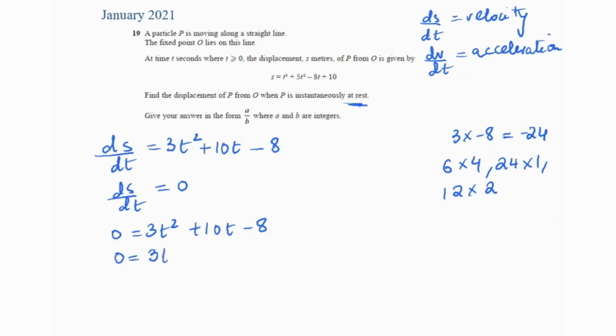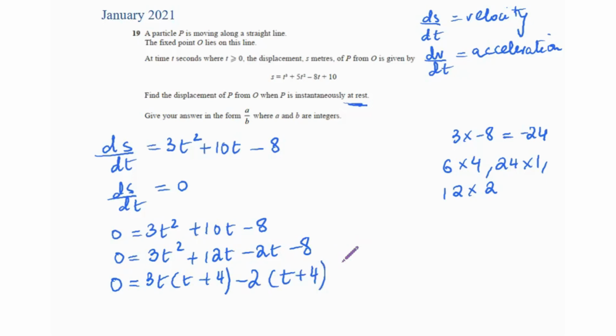So when we take 12 and 2, that gives us 3t squared plus 12t minus 2t minus 8. When we factor by grouping, between 3t squared and 12t, we have 3t common. So t plus 4 over here. And between negative 2t and negative 8, we have negative 2 common. So again, t plus 4 here. Now we have the same terms inside the bracket.